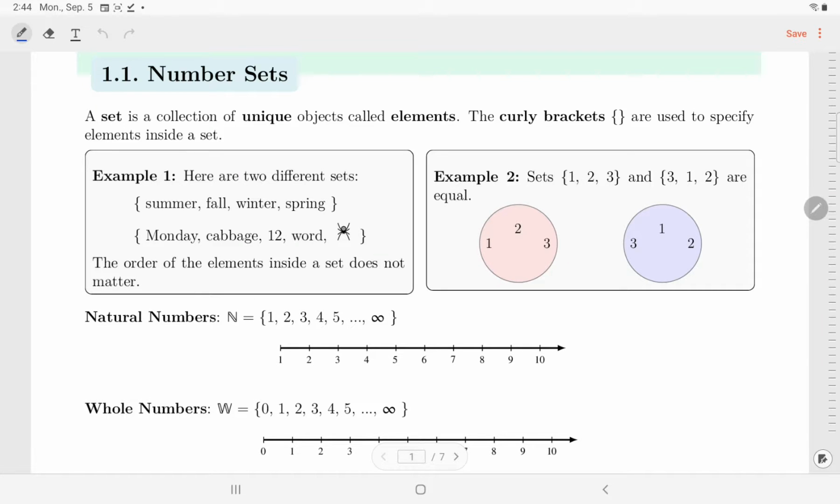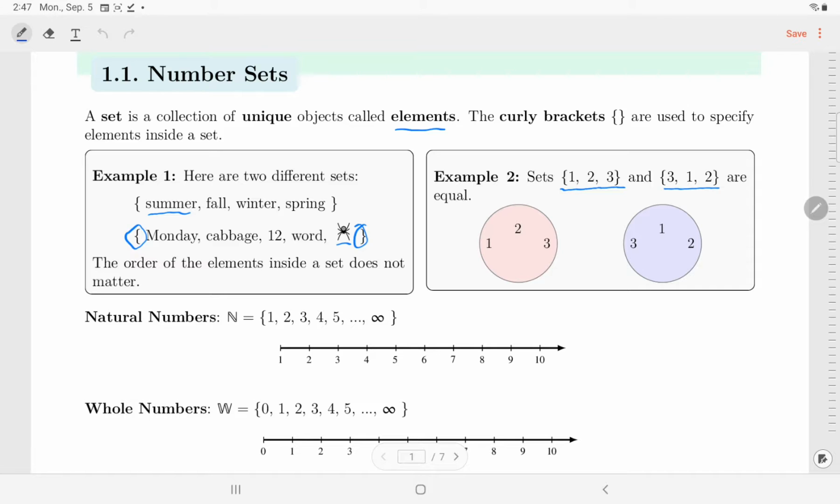Number sets. A set is a collection of unique objects called elements. By unique, we mean that the element cannot repeat. So we cannot have summer twice, or we cannot have two spiders. We use curly brackets to specify elements in the set. Since the order of elements in the set does not matter, set {1, 2, 3} is exactly the same as the set {3, 1, 2}.